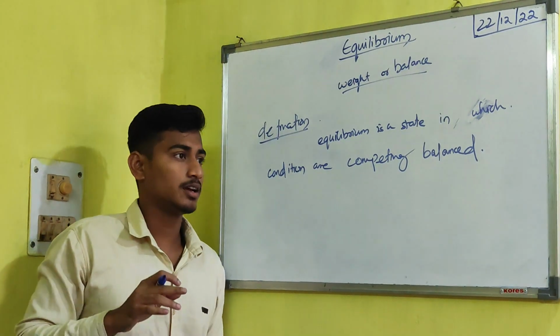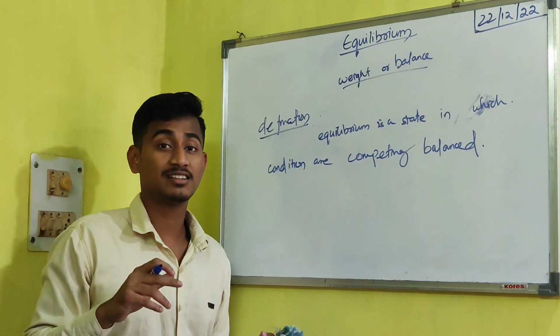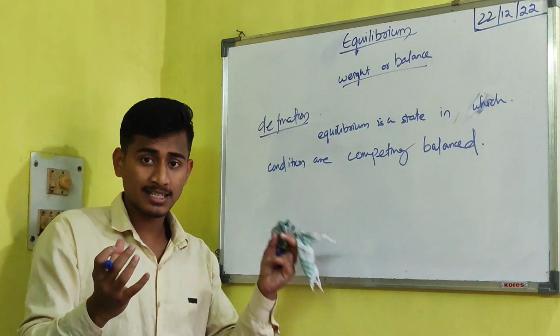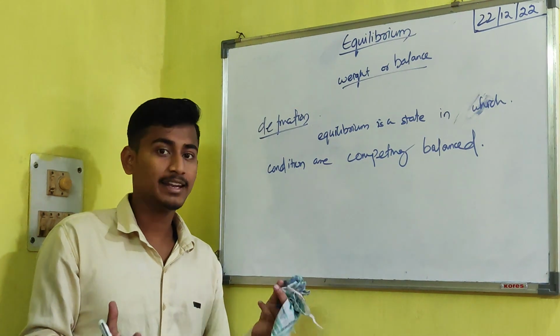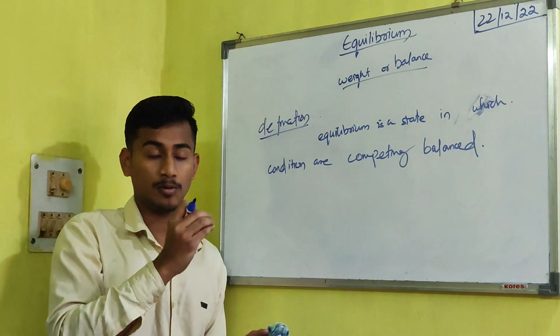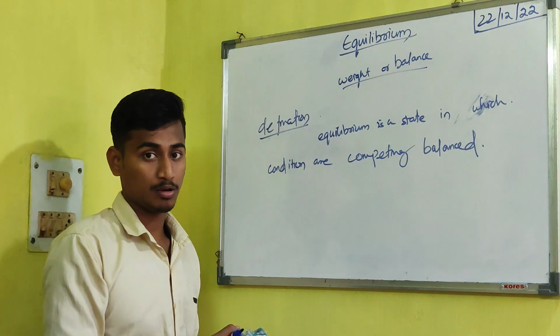Let's take an example of a weighing balance. In Hindi we can say taraju. Then both sides are balanced. If both weights are equal, then it will balance. Now the middle portion is the equilibrium. That is known as the equilibrium position.